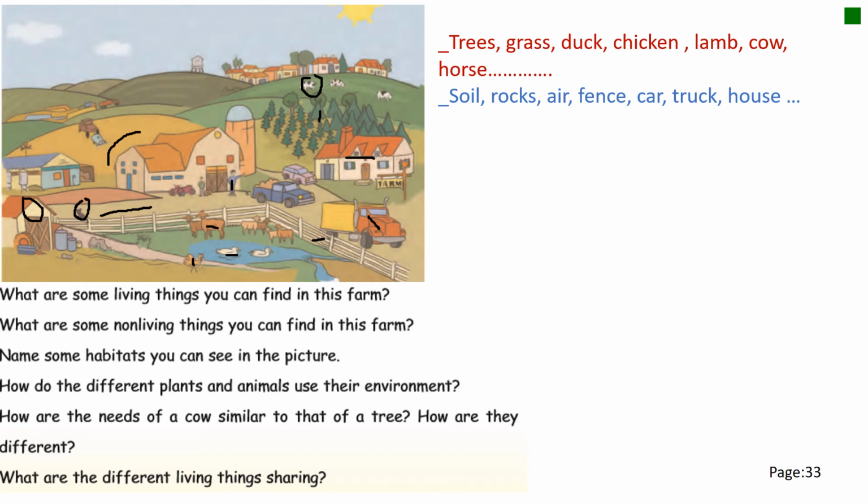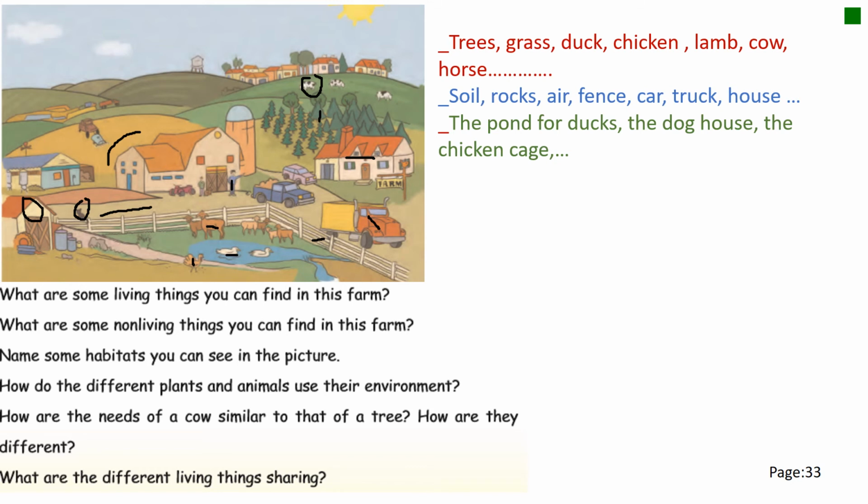The next part. Name some habitats you can see in the picture. As I said before, habitat means where animals or plants live. For example, I have here the dog house. This is the habitat for the dog. I have the water in the pond here for the dog. So this is also a habitat. So we can write the pond for dogs, the dog house, the chicken cage, for example.